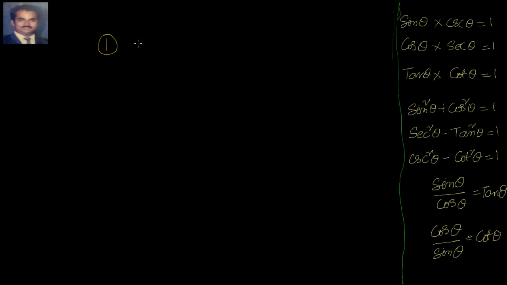if tan theta is equal to 7 by 24, what is sin theta and what is cosecant theta? So how will you approach this problem? We have been given tan theta equal to 7 by 24. We have to find out sin theta and cosecant theta.